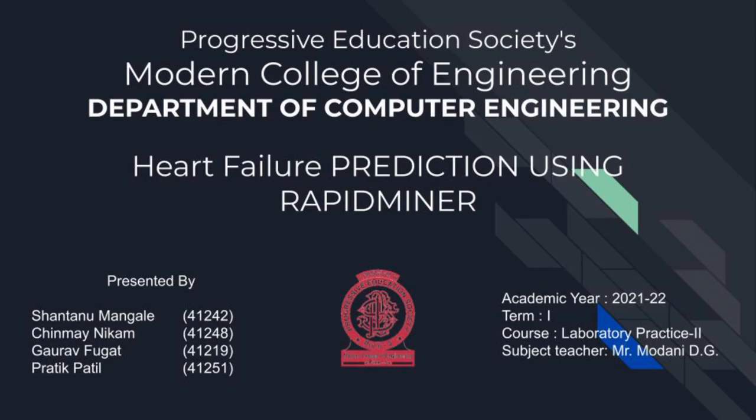Moving on to the problem statement: consider the labeled data set named heart failure prediction to predict the death event of the patient. Apply suitable data preprocessing techniques, predict the class of the labeled feature by using generalized linear model, gradient boosted trees and random forest classification algorithms, and calculate accuracy and precision through the confusion matrix. Now we'll move to the dataset part.